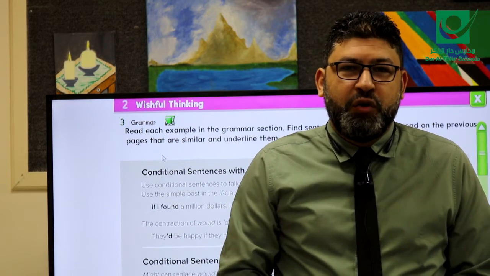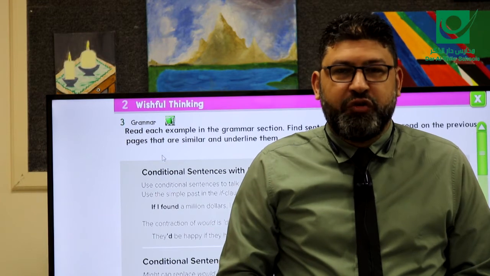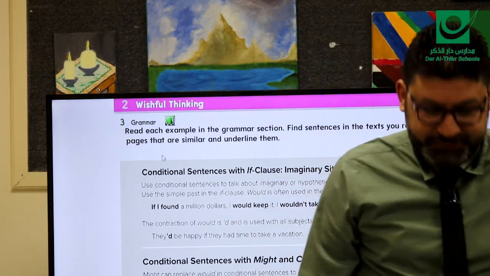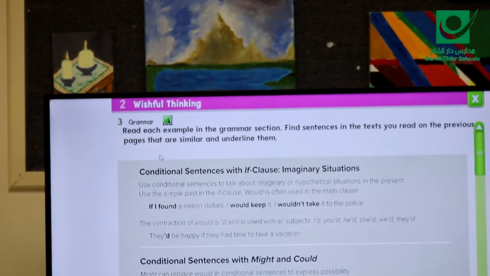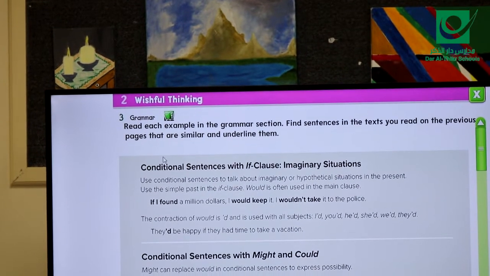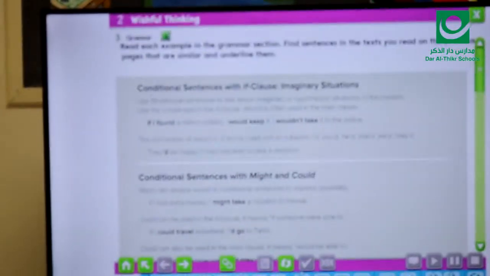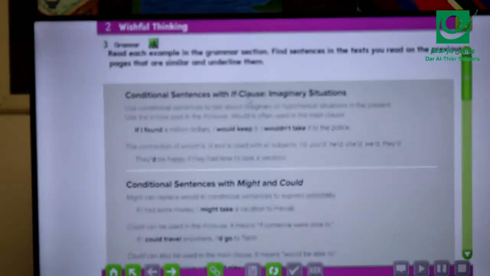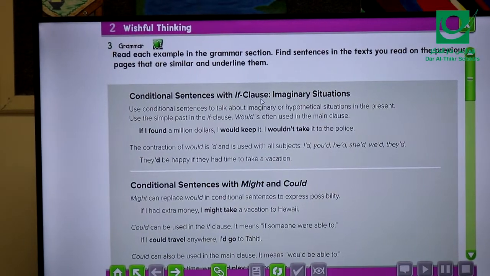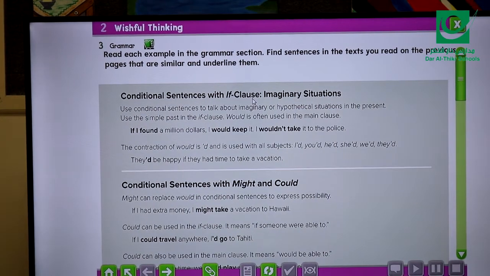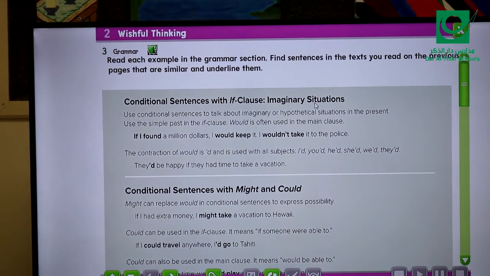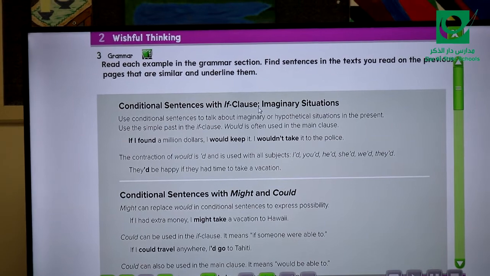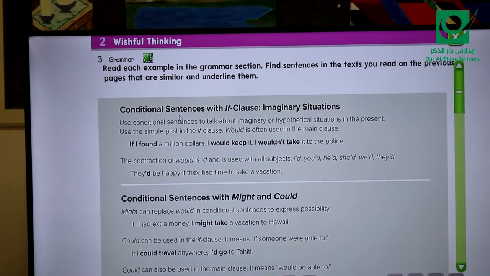This is Mega Goal 2, Unit 2, Lesson 1. Let's get started. Today, inshallah, we will be talking about conditional sentences with the if clause, but in a different situation, which is called imaginary situations. First of all, we have talked about conditional sentence type 1.